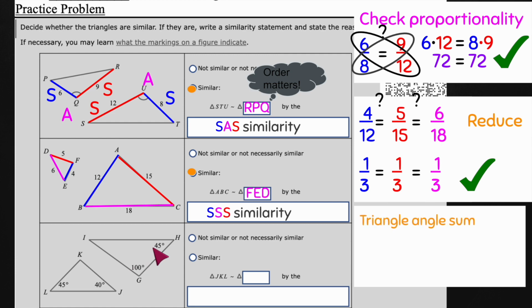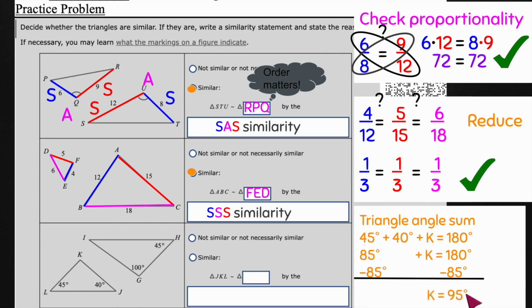So now I'm going to go through and look at the triangle angle sum theorem. And so if I'm just looking at this triangle here, I have 45 plus 40 plus this angle K equals 180. Remember, all the angles have to add up to 180. I could have also done this triangle. I just decided to focus on this one. So 45 plus 40 is 85. 85 plus K equals 180. So now I'm going to subtract 85 from both sides. The 85 minus 85 cancels, and I have K equals 95.